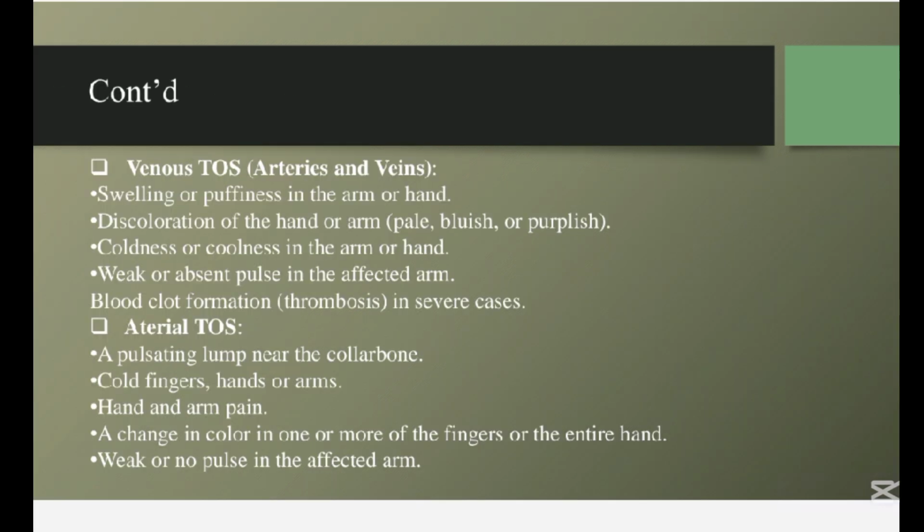Now moving toward the next, the symptoms of venous TOS: swelling or puffiness in the hand and arm, discoloration of the hand and arm, coolness in the hand and arm, weak or absent pulse in the affected arm, and blood clot formation or thrombosis in severe cases. Arterial TOS: a pulsating lump near the collarbone, cold fingers, hand or arm, hand and arm pain, a change in color in one or more of the fingers or in the entire hand, and a weak or no pulse in the affected arm. So these are the basic signs and symptoms we see in the three types of thoracic outlet syndrome.